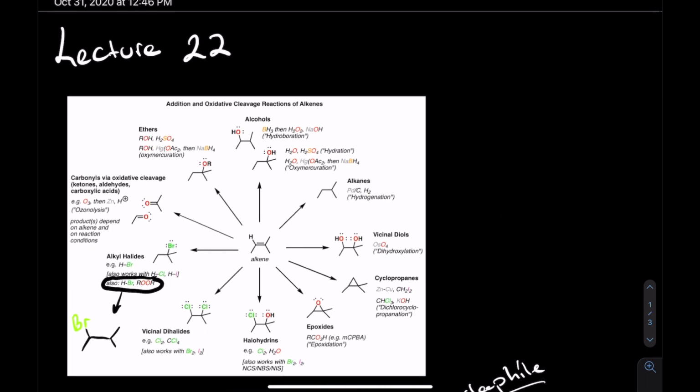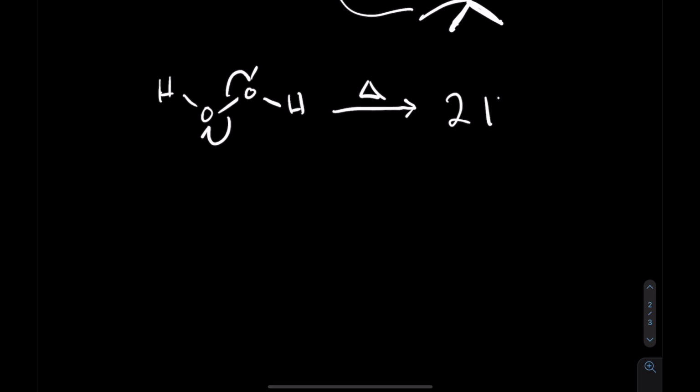So let's keep this in mind, ROOR, so it's basically some sort of peroxide, H2O2 or something along those lines. It can also be an organic peroxide, and then the HBr that we used before. Now how in the world, of course, does this create a radical? Well, hydrogen peroxide, if we draw its structure out like this, when you heat it, and we use the symbol triangle for heating, you actually do a homolytic bond cleavage that generates two hydroxyl radicals.